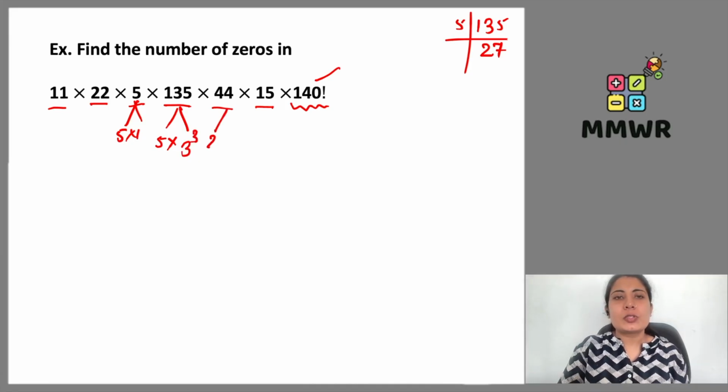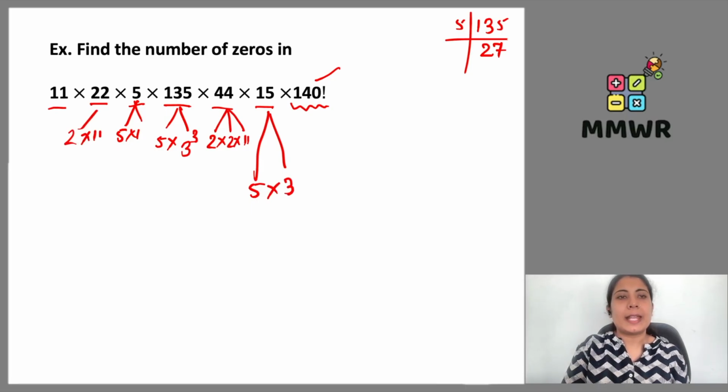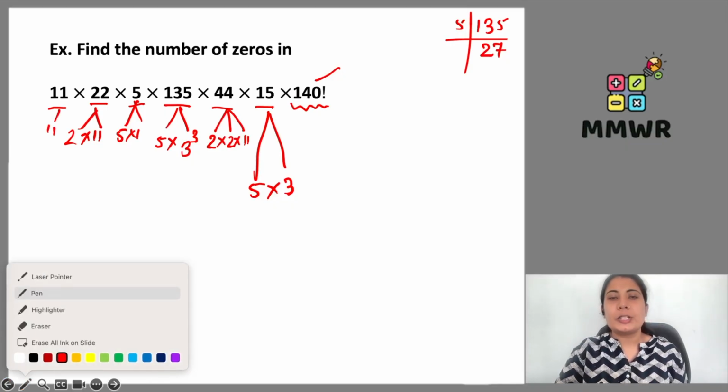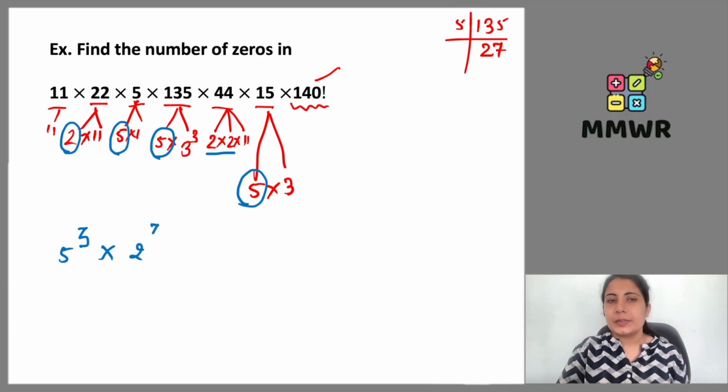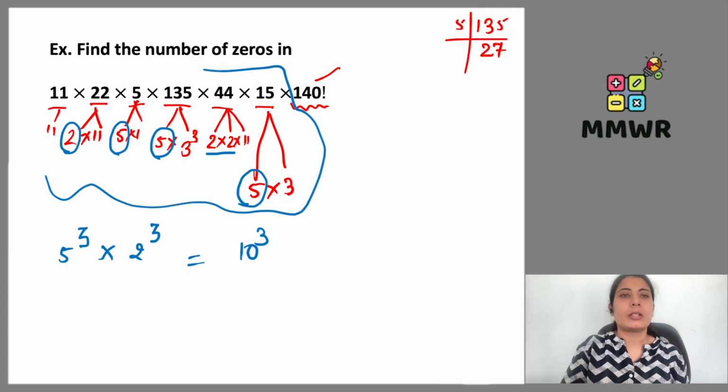Okay. Now 44 is 2 multiplied by 2 multiplied by 11. 15 can be written as 5 multiplied by 3. Here we have 2 multiplied by 11 and here 11 only. No more. Furthermore, we can't split it furthermore. So how many 5's are there? 1, 2, 3, 3 5s are there. So 5 to the power 3 multiply 1, 2, 3. 2 we have 3 times. That means 10 to the power 3 we got from this portion only.